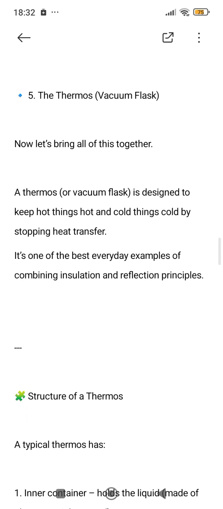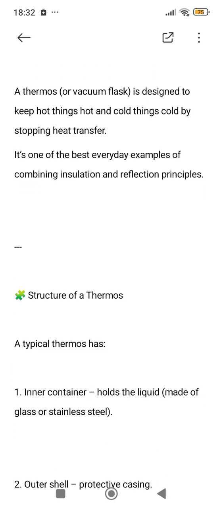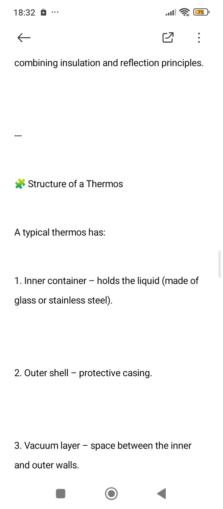Number 5. The thermos, or vacuum flask. Now let's bring all of this together. A thermos or vacuum flask is designed to keep hot things hot and cold things cold by stopping heat transfer. It's one of the best everyday examples of combining insulation and reflection principles.